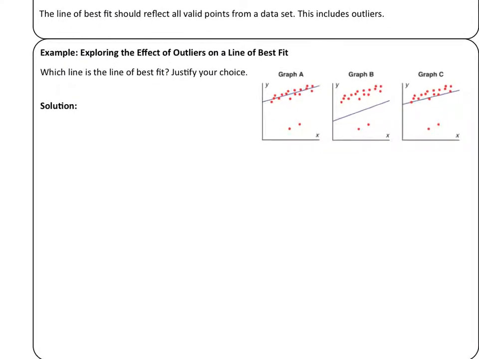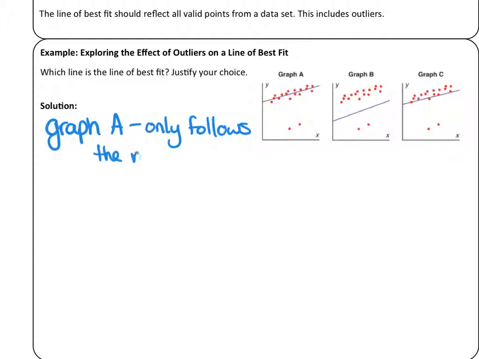Let's move to the example. So here's a quick example. Which line is the line of best fit, and justify your choice. Let's take a look at each one of them and go through whether they're a good choice or not. Looking at graph A, notice that the line of best fit goes through most of the main cluster, but it ignores those two points that are on the bottom. So in this case, it only follows the main cluster.